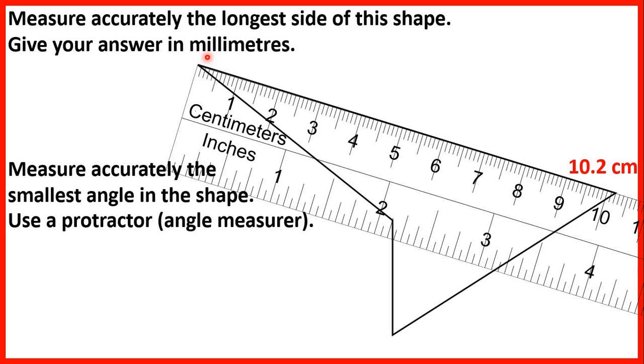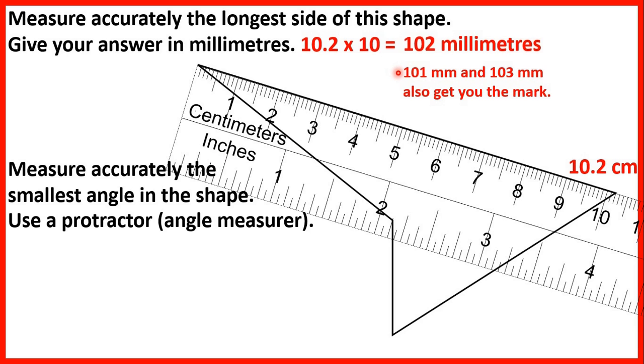But we need to give our answer in millimeters. So we need to change 10.2 centimeters into millimeters. To do that, we multiply by 10, and 10.2 times 10 is 102. So the length of this line is 102 millimeters. And for this question, 101 millimeters and 103 millimeters will also get you the mark.